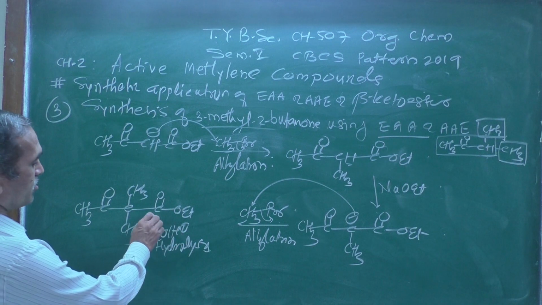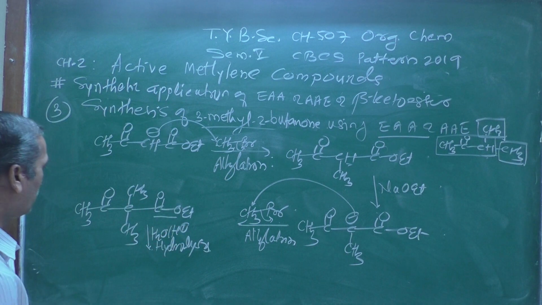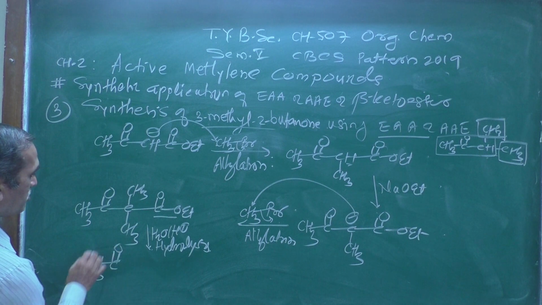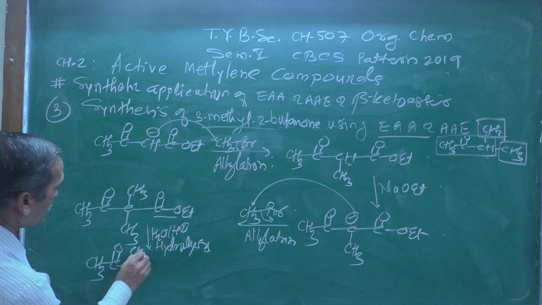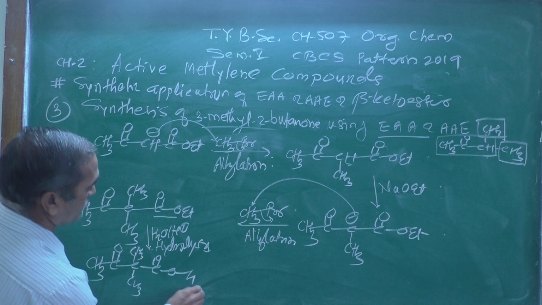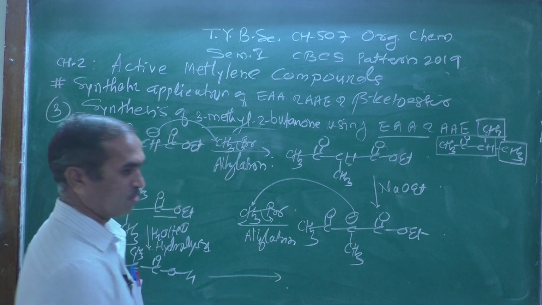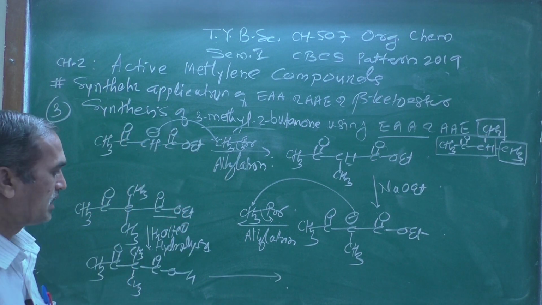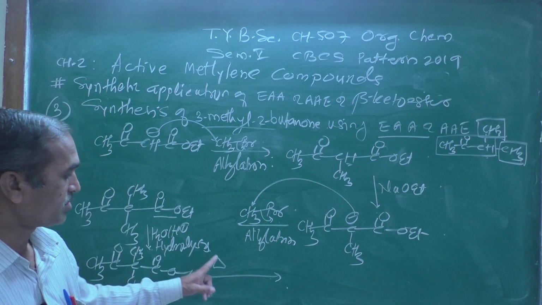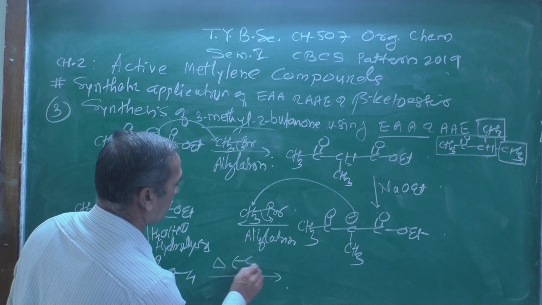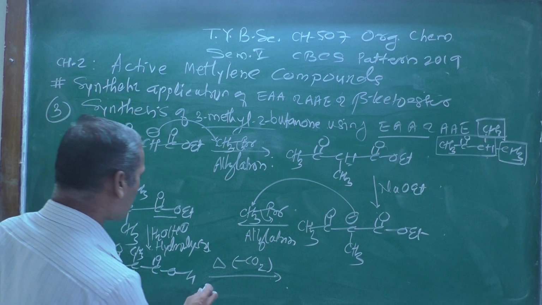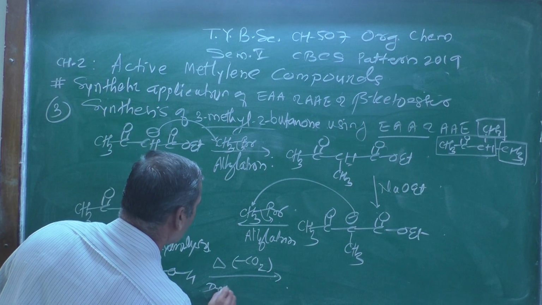Hydrolysis means the ester group is converted into an acid. That process is known as hydrolysis, and we will get this product, CH3, one CH3, then C double bond O, then OH. And after the hydrolysis, followed by decarboxylation, just heat it. This triangle is nothing but heating, and you will get evolution of carbon dioxide. This process is known as decarboxylation.